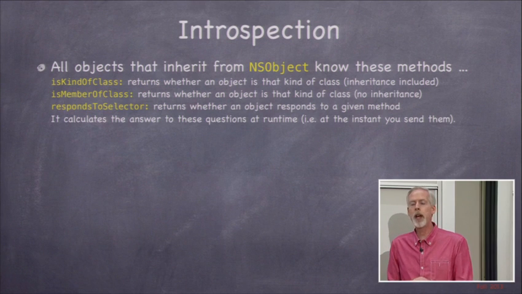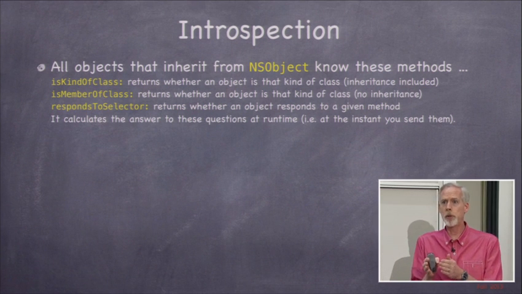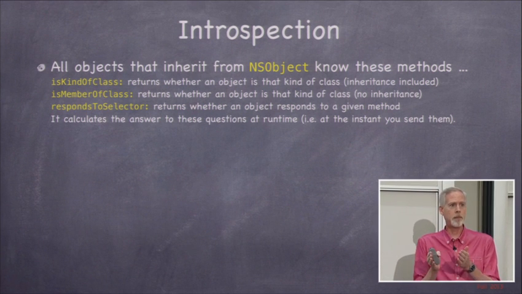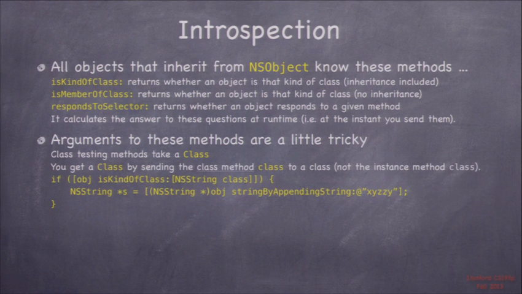And then respondsToSelector says, does this object that this ID points to respond to a certain method? Okay? So the arguments, unfortunately, to these methods are really kind of wonky. You're going to have to take my word for it on these ones, because when I spit out the sentence in a second here that describes what the argument is, I'm going to use the word class four times, and it's going to mean four different things.